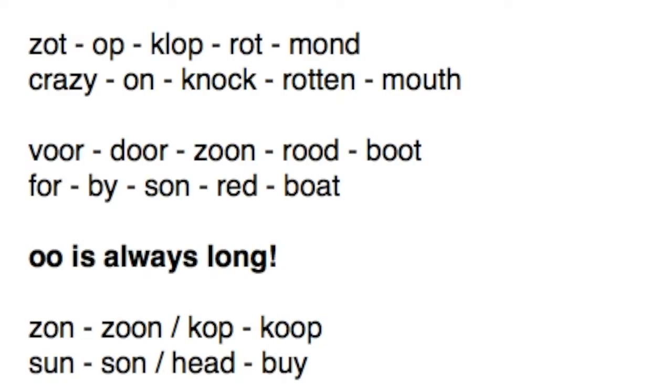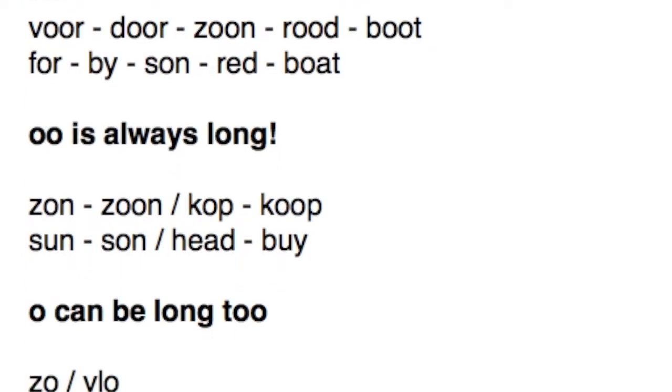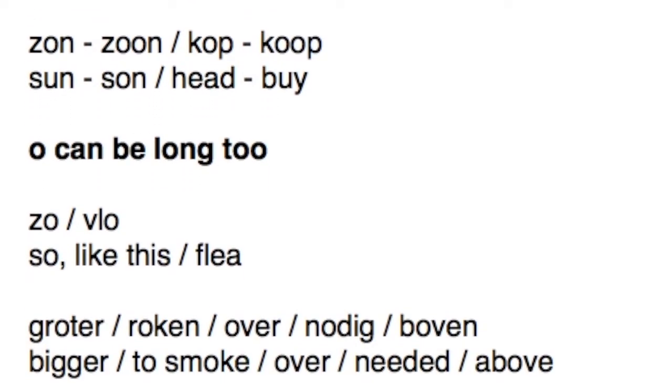Good. So when you're seeing a single O, Dutch sometimes gets complicated, the O can be long too. For example, in short words where the O is at the end of the word, as in zo and vlo. However, there aren't that many words like this, but there are many, many words that follow the following rule.